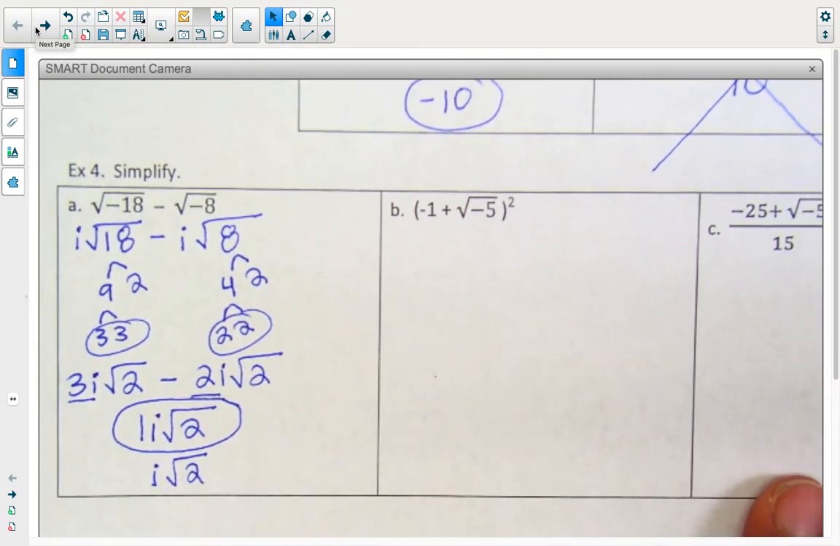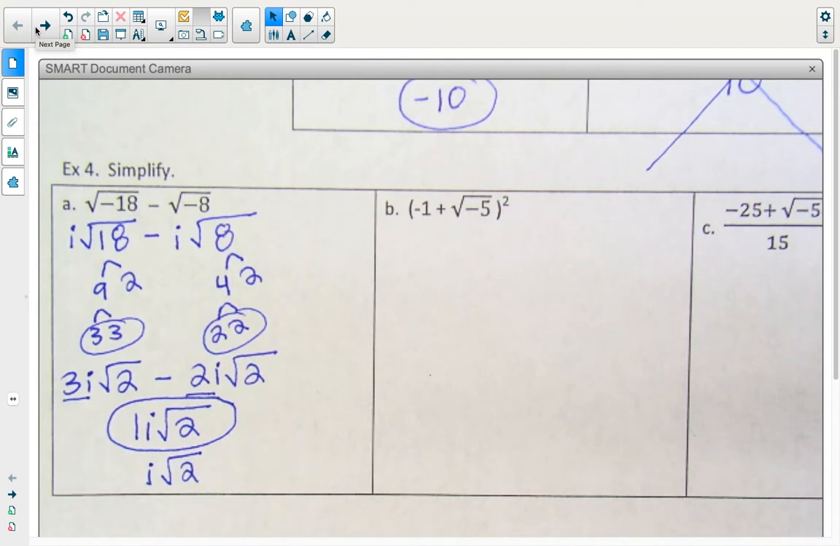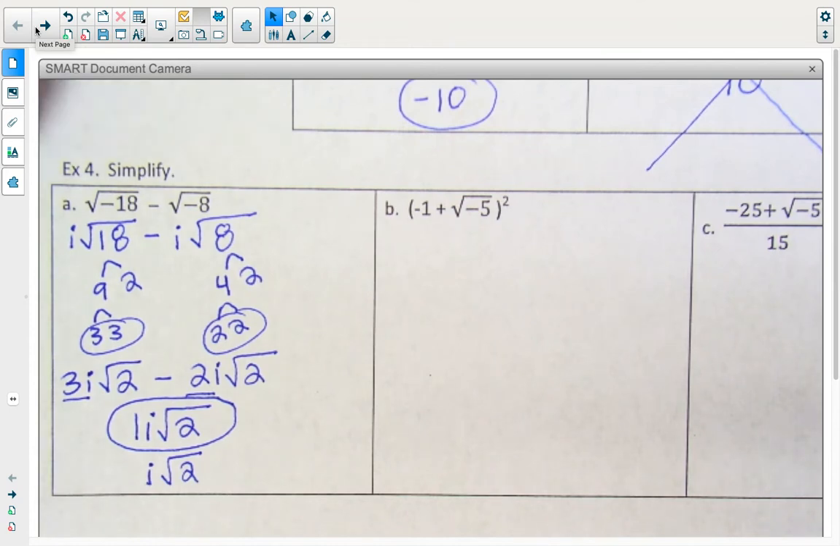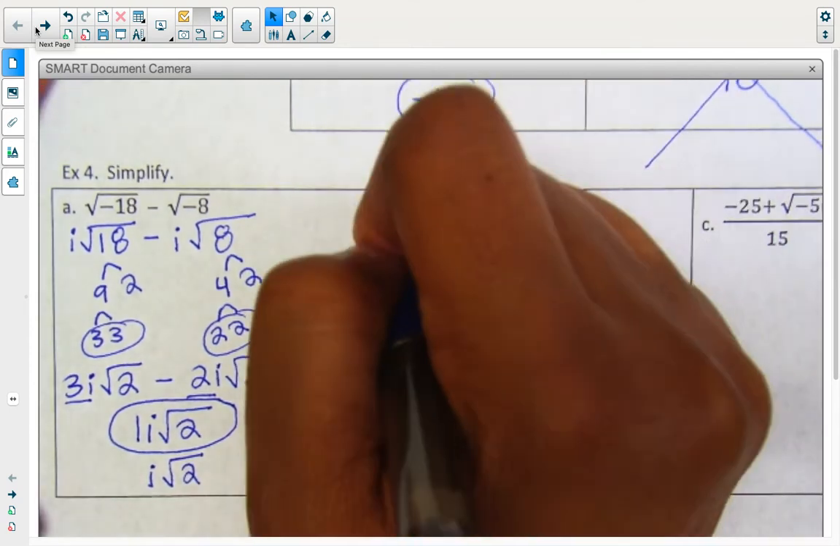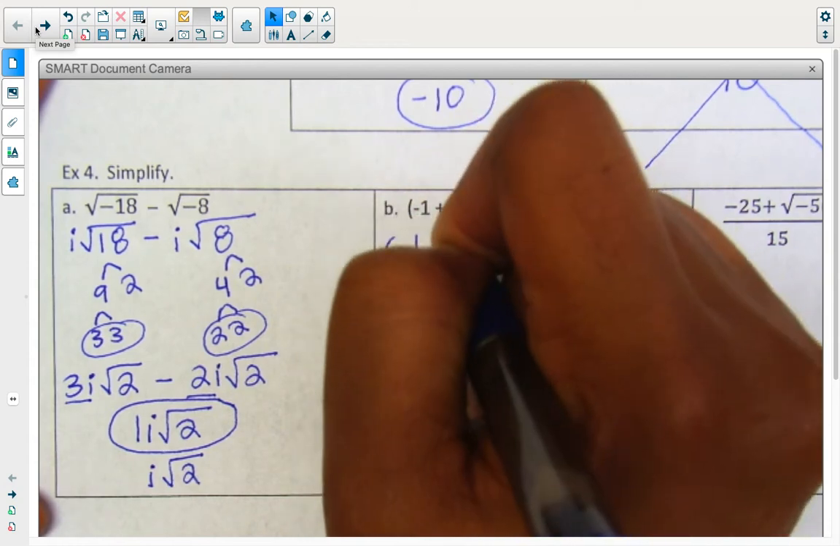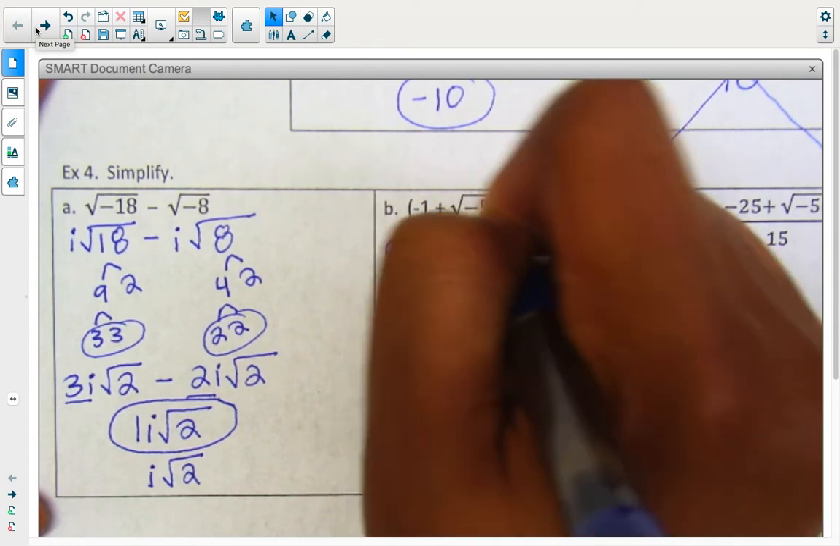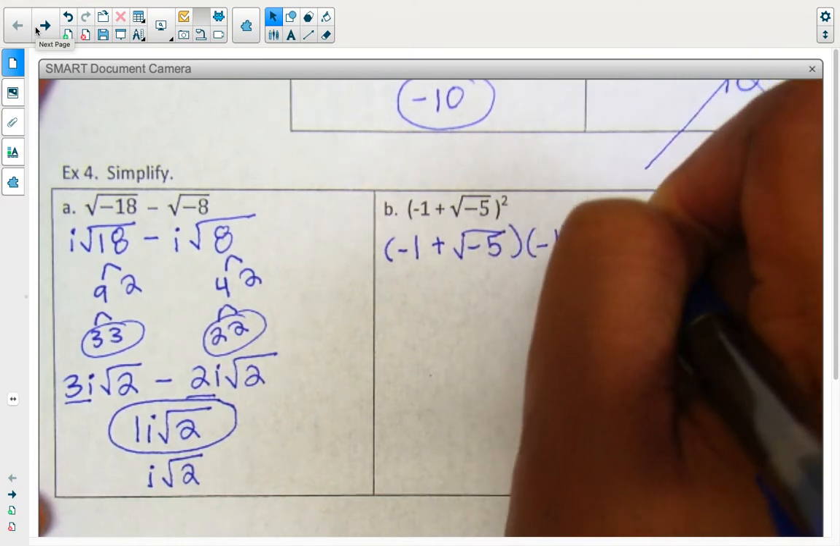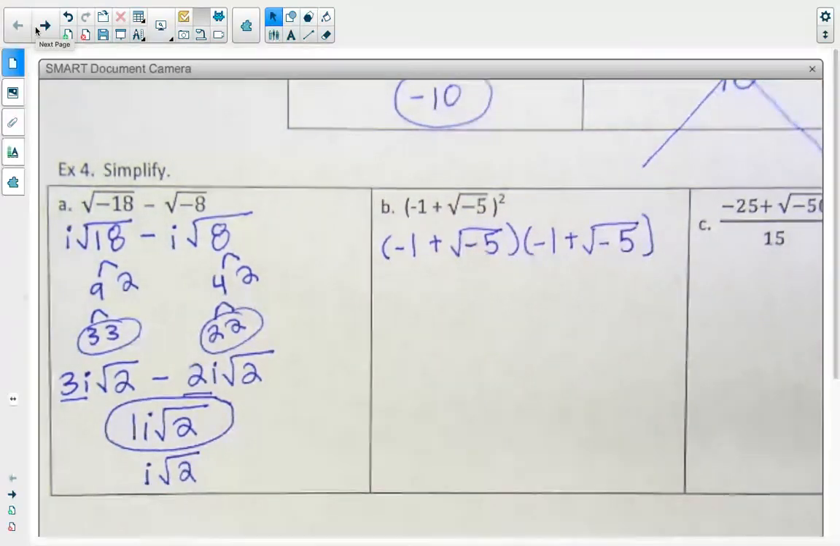All right, next problem. We are going to square negative 1 plus the square root of negative 5. So when you square something, that means you're going to multiply it by itself. So let's write it out twice. Negative 1 plus the square root of negative 5 times negative 1 plus the square root of negative 5. So all I did so far was just recopy it out twice. Now I could do the box method or distributive property to multiply this out. Makes no difference. Let's do box.